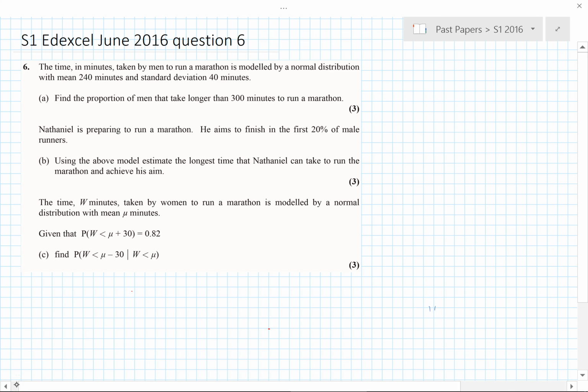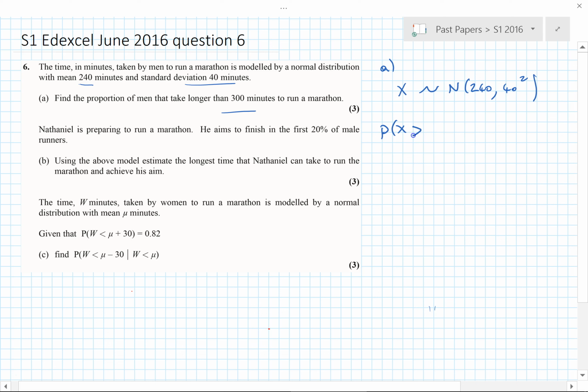Okay, so question 6, June 2016, pretty standard A and B, less so part C, which caused the most problems, but we'll do the whole thing anyway. We've got a normal distribution with mean 240 and standard deviation 40. So that means it's got variance of 40 squared. Now we're asked for the proportion that take more than 300 minutes.